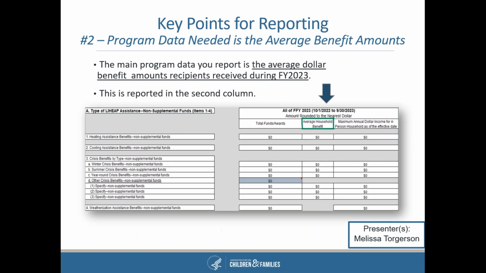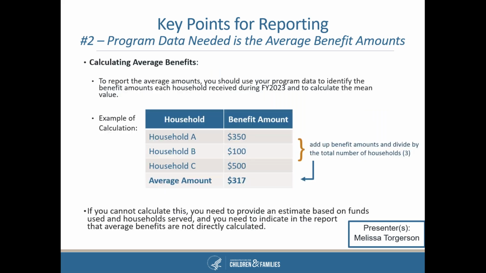That second column will not always be linked to the first in many states, because just because you obligated funds doesn't mean you spent them there. So this is about your average household benefit from your data system. We have a lot of people that spend a lot of time trying to link those two columns, and they're not linkable.